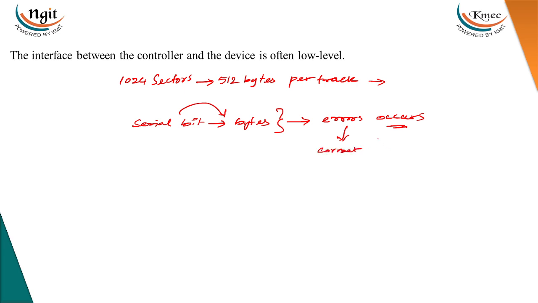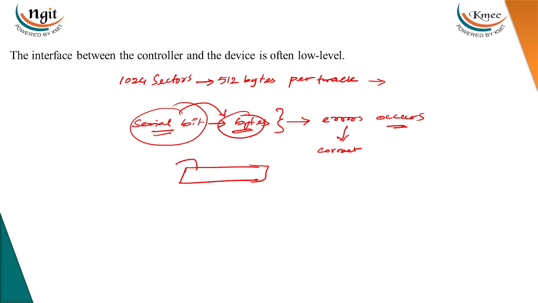The block of bytes is first assembled bit by bit in a buffer inside the controller. Once we convert the serial bits into bytes, we need to store these bytes of data inside the buffer. The buffer size will be a few megabytes.